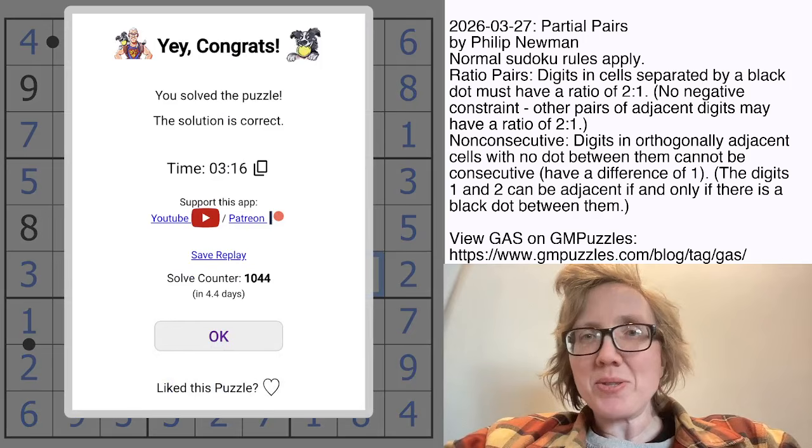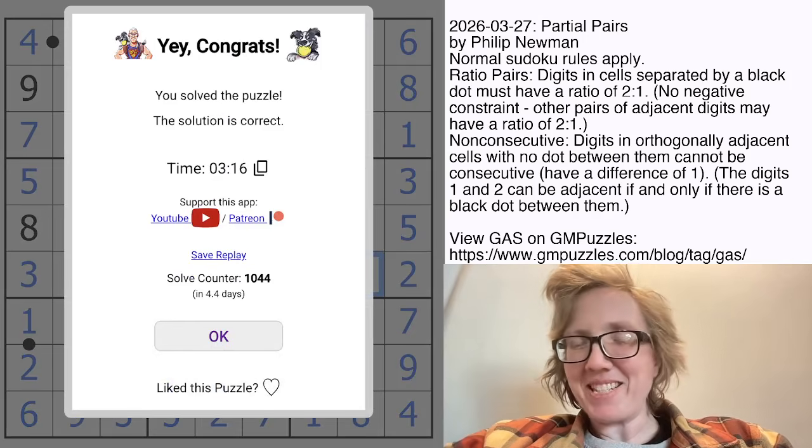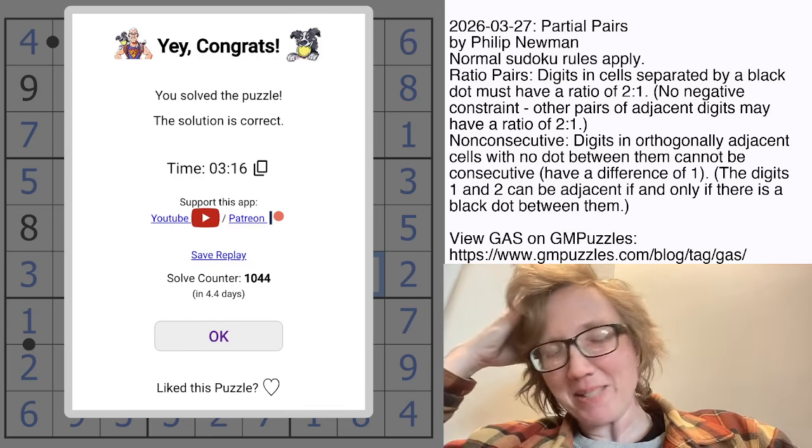And that is how you solve Philip Newman's partial pairs. Hope you guys liked that one. I really enjoyed that one. I think that was kind of light and breezy, especially for a Philip puzzle.